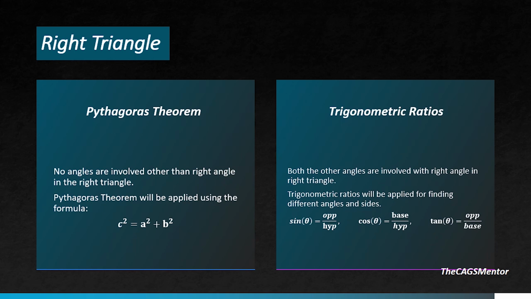Like sine theta is equal to opposite over hypotenuse, cos theta is equal to base over hypotenuse, tan theta is equal to opposite over base. Basically, this is not opposite. This we also call altitude or perpendicular. So we will also name these opposite and hypotenuse in a different way.